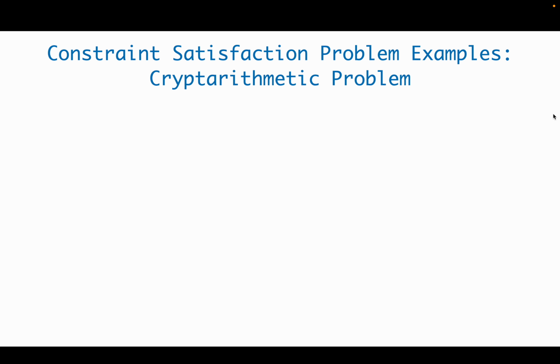Hello everyone. In this video we are going to discuss one of the examples of constraint satisfaction problem called the cryptarithmetic problem. We'll discuss the concept behind the CSP and see how it can be applied to the cryptarithmetic problem. We will also see concepts like forward checking and different types of heuristics like MRV and LCV heuristics towards the end of this video, applying them to this cryptarithmetic problem.